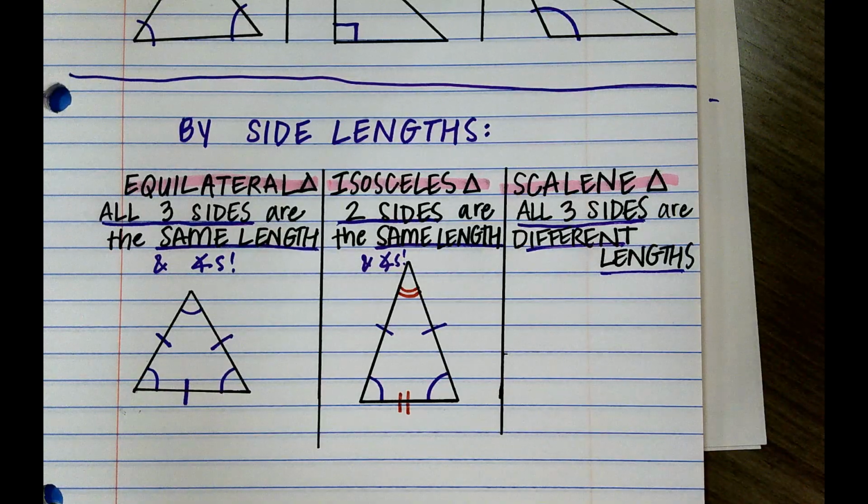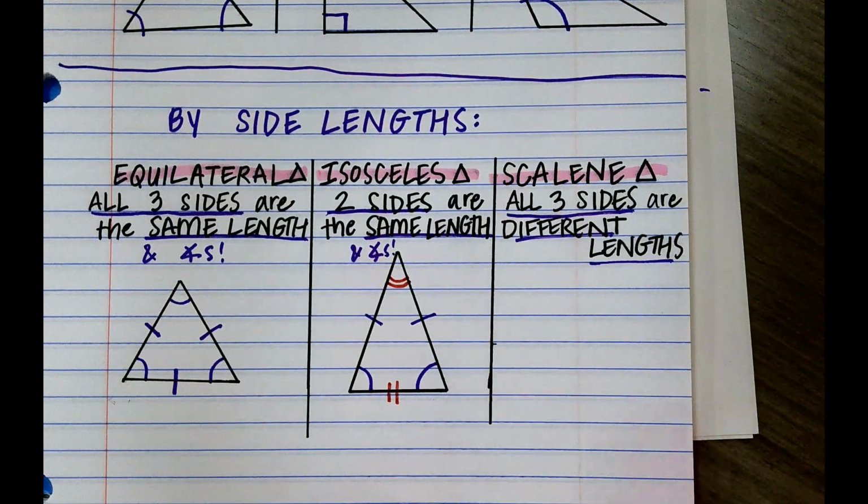For scalene, we need a triangle with all three sides that are different. That's also going to mean all three of the angles are different as well.